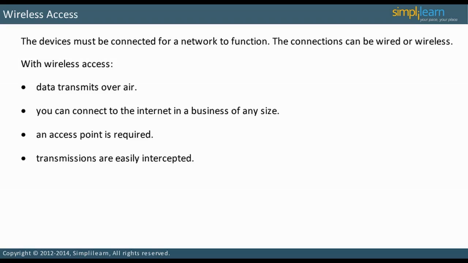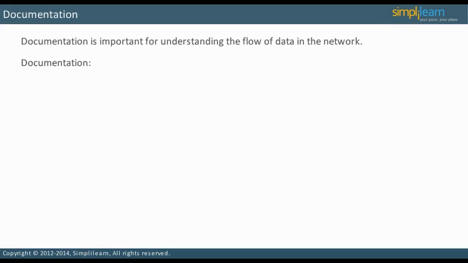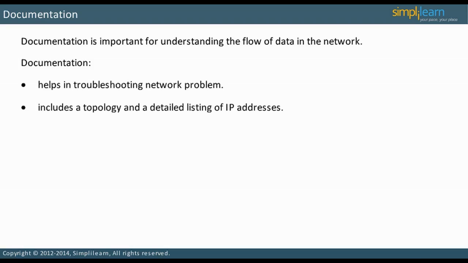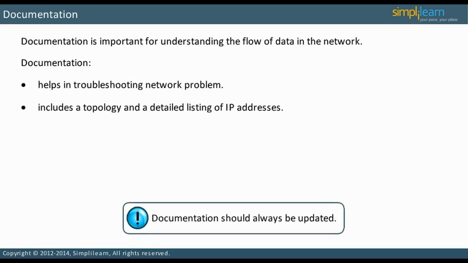Let us move on to a new topic, documentation. In the next slide, let us look at a larger network to see how frames and packets are sent and received. Data flow can become very complex and fast. Documentation is important for understanding the flow of data in the network and helps in troubleshooting any network problem. Documentation includes a topology and a detailed listing of IP addresses. Most importantly, documentation must be kept up to date.